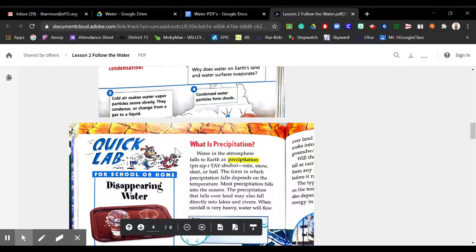Cold air makes water vapor particles move slowly. They condense, or change from a gas to a liquid. Condensed water particles form clouds.